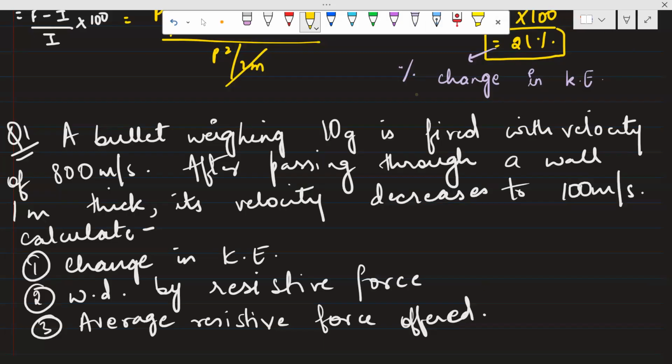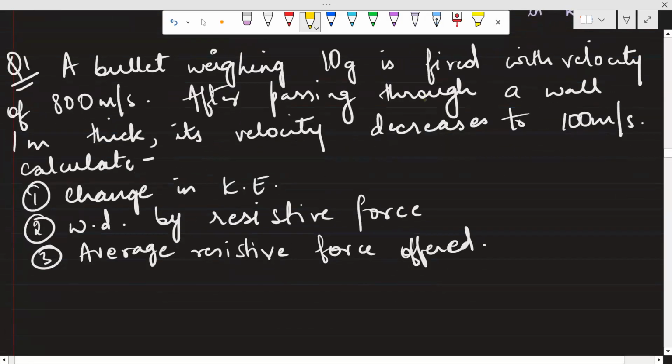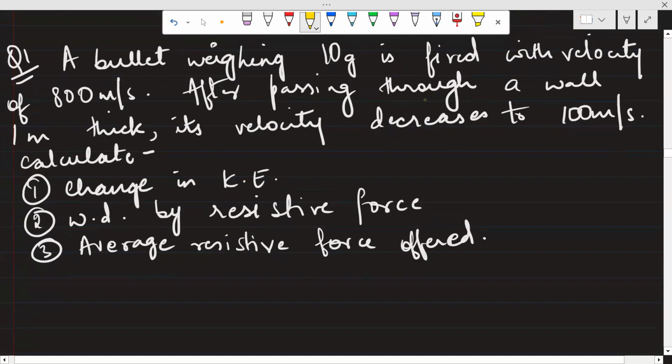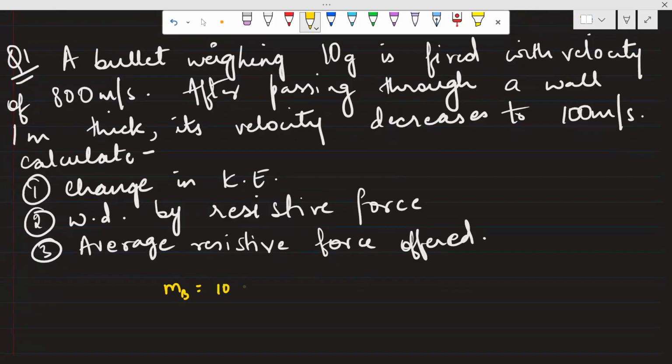See, class, this question says a bullet weighing 10 gram is fired with a velocity of 800 meter per second. So mass of the bullet is given as 10 grams, that is 10 into 10 to the power minus 3 kg. It is fired with a velocity of 800 meter per second. After passing through a wall of 1 meter thick distance, this is the initial velocity. Final velocity becomes 100 meter per second, and displacement is also given as 1 meter.